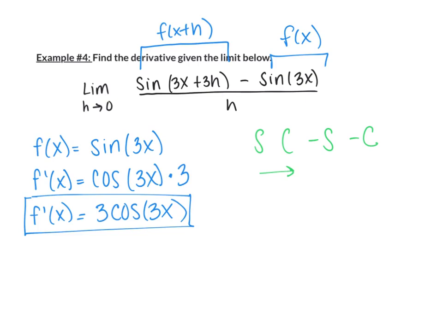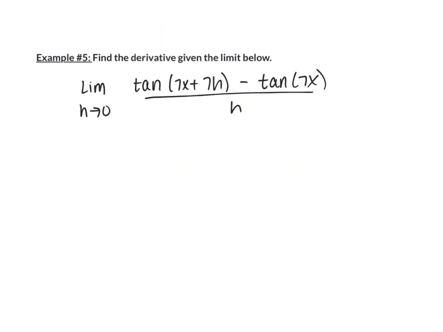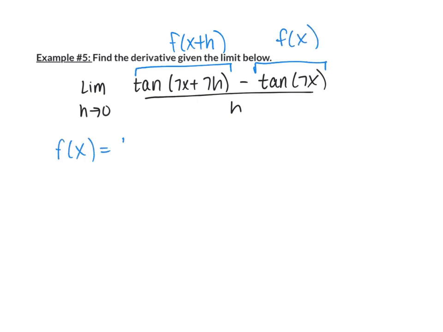All right, last example, another trig function. So again, this part up here is my f of x plus h. This part over here is my f of x. So if I isolate what f of x is, I know that it's tangent of 7x.